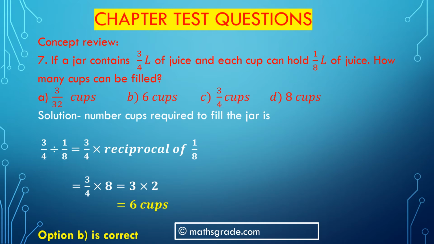divided by 1 divided by 8 liter. So 3 divided by 4 multiplied by the reciprocal of 1 divided by 8, and the reciprocal of 1 divided by 8 is 1 divided by 1 divided by 8, that is 8. So multiply 3 divided by 4 with 8, cancel 4 and 8 with 2, 3 multiplied by 2 is equal to 6 cups. So option B, 6 cups, is the correct answer.